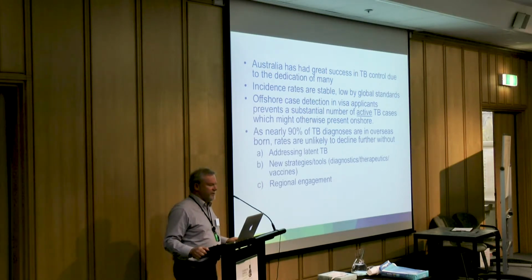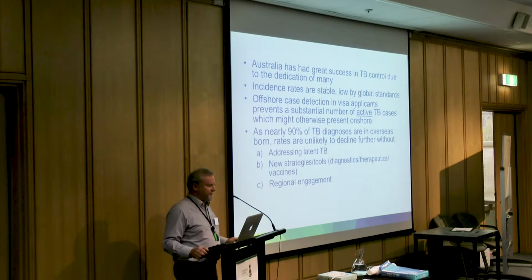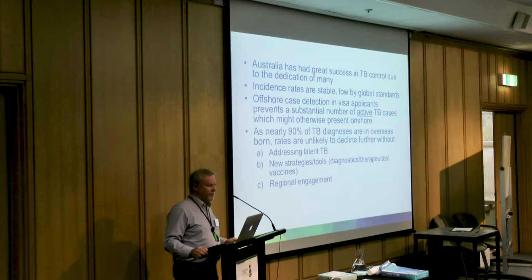So at this point, I think we can say that Australia has had great success in TB control to date, that the incidence rates on a global scale are low but stable, that we are detecting active TB, not latent TB, but active TB in visa applicants in an offshore setting, and then they're treated and can reapply for their visa. And given that most of our cases are in the overseas born, we're unlikely to really reduce rates further unless we address latent tuberculosis, unless we embrace and encourage and enable the development of new strategies and tools, and unless we have meaningful engagement with our region.